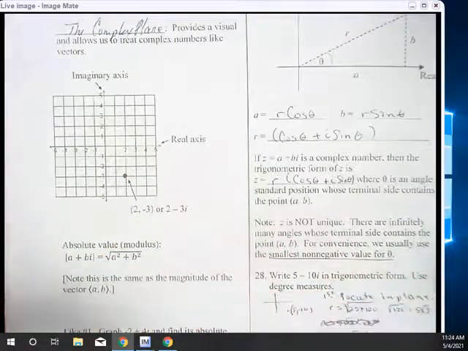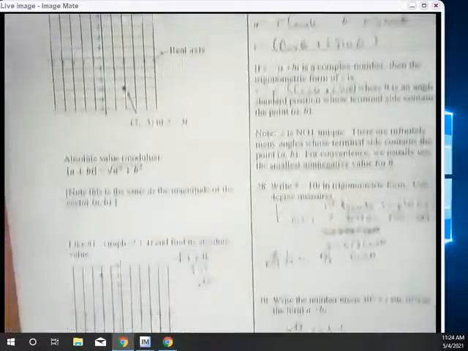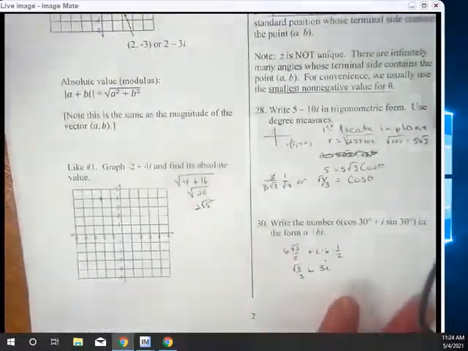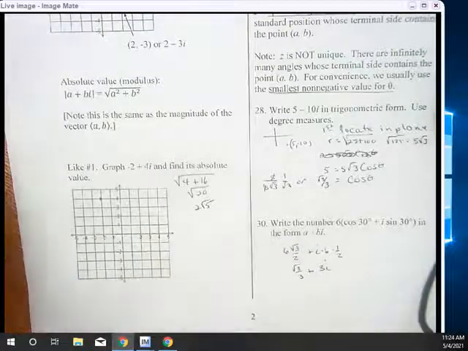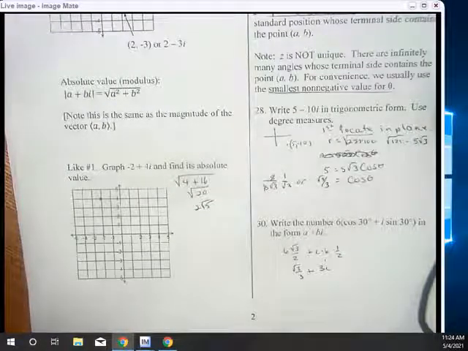The absolute value, called the modulus, is also the magnitude of the vector. The absolute value of your complex number is the square root of a squared plus b squared. Notice it doesn't have the i, it's just the coefficient.